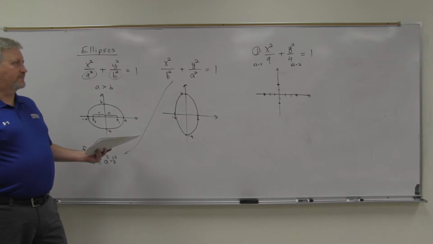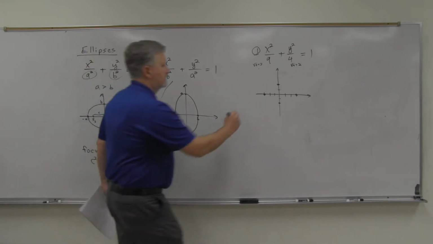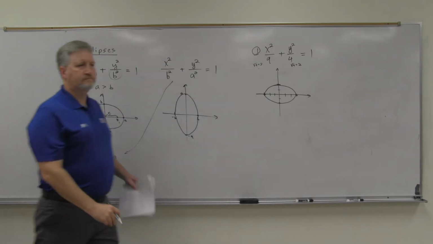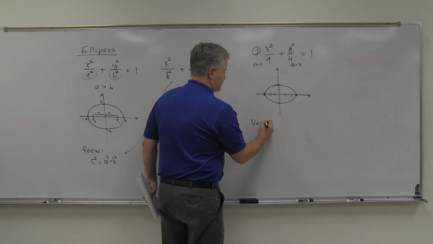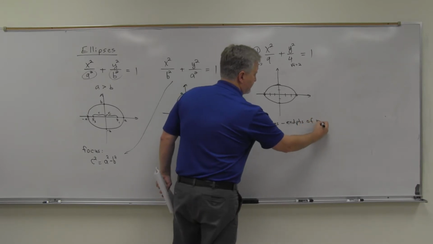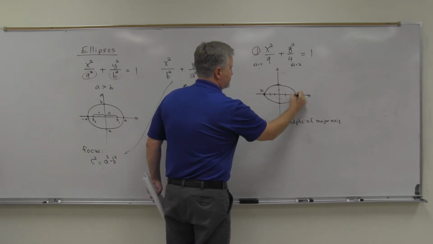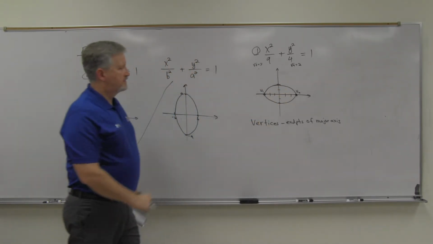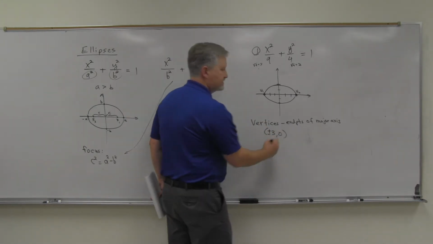Is that going to be longer than it is wider, or wider than it is longer? The numbers work out. The vertices, like I said, are the endpoints of the major axis, the longer axis. So this is my vertex, and this is my vertex, since that's the longer axis. So that's plus or minus 3, 0, the vertices.